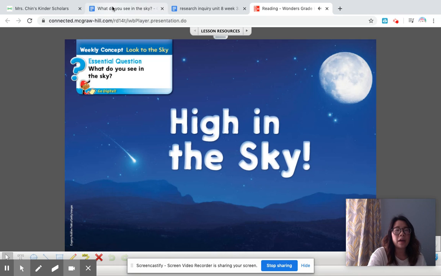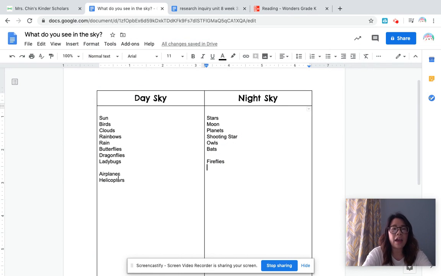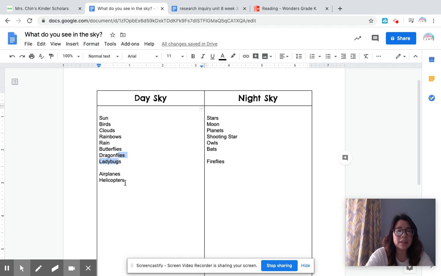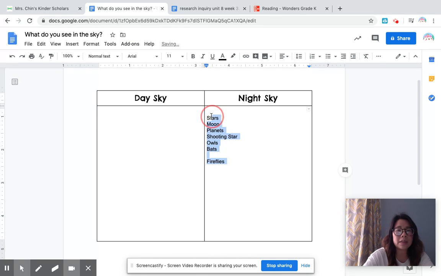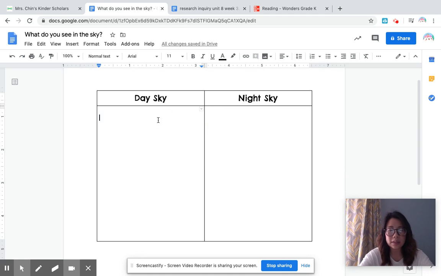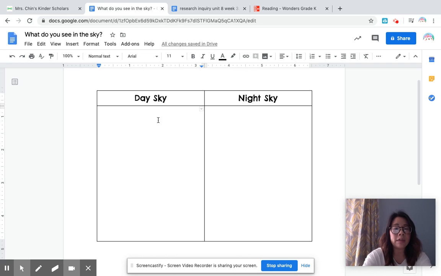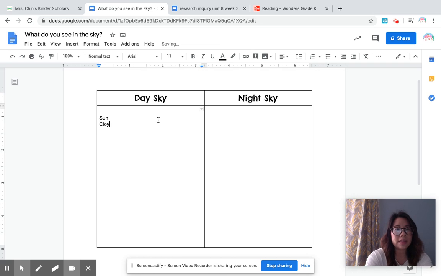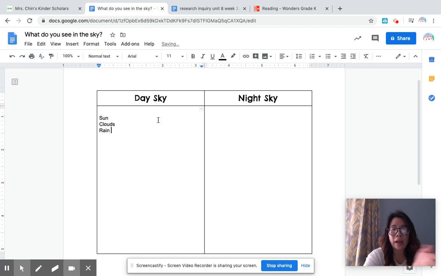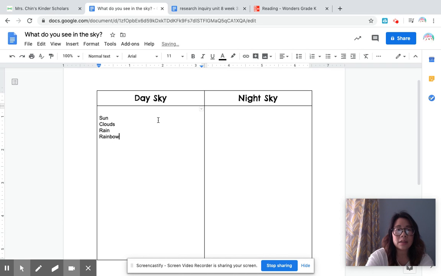Okay, so let's go ahead and look at a chart here of some things that we could see in the day sky and the night sky. So I'm going to erase some of these ideas and let's talk about it together. So first, scholars, let's think about the day sky. So from our video, we noticed that we could see the sun, we could see clouds, and when there is a bit of rain, the rain and the sun will cause what? A rainbow. So those are some things that we can see in the sky.